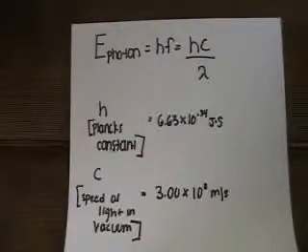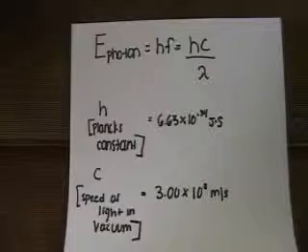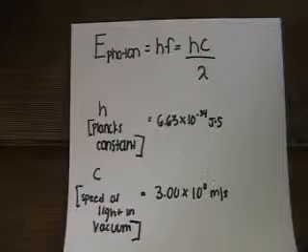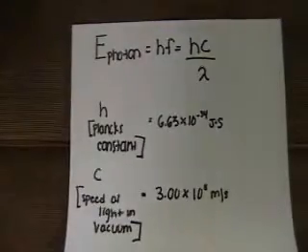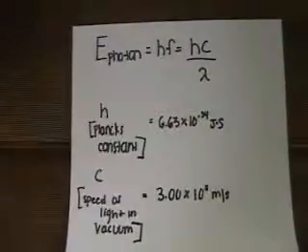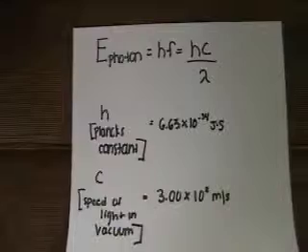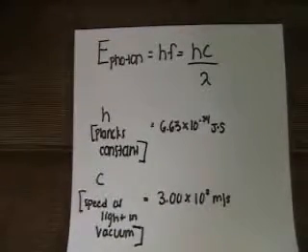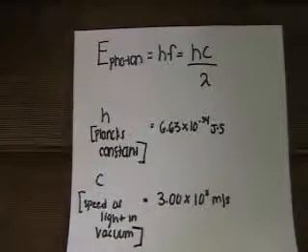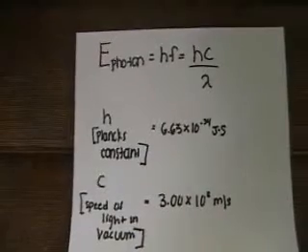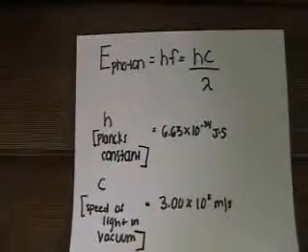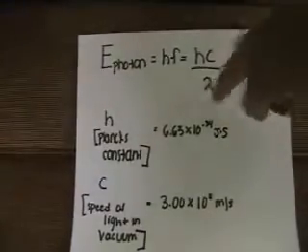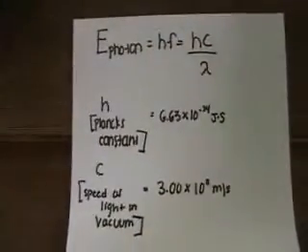The equation for this is the energy of a photon equals hf, which also equals hc over the wavelength. In this, the variable h is Planck's constant. It equals 6.63 times 10 to the negative 34 joule-seconds. c is the speed of light in a vacuum, which equals 3 times 10 to the 8th meters per second. λ is the wavelength, and f is the frequency.